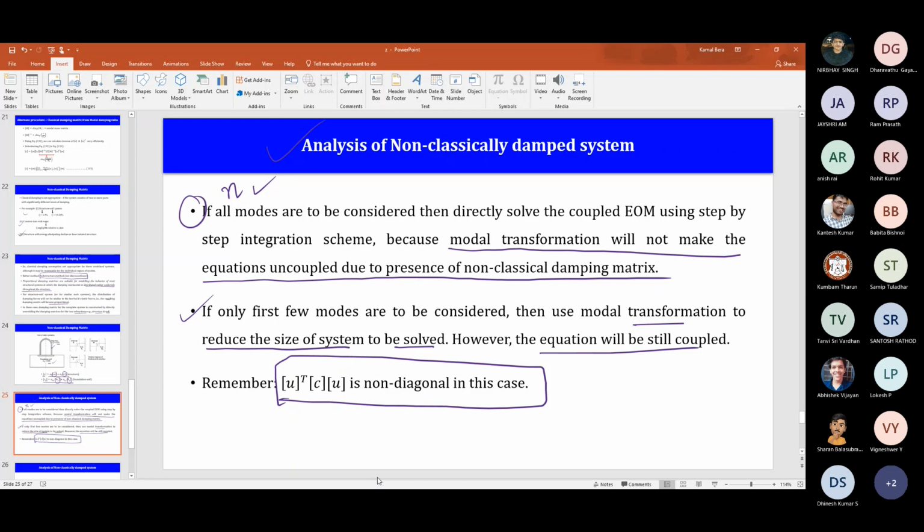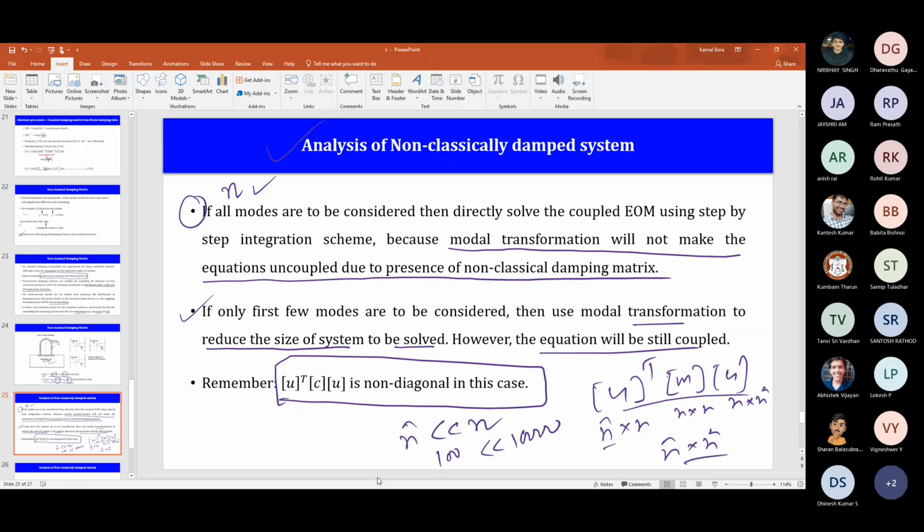Do the modal transformation, but the modal transformation will not make your system uncoupled because of the presence of a non-classically damped system. But your system size will reduce. That I already discussed. You transpose, multiply. If I use the first n hat modes, the dimension will be n hat cross n hat, where n hat is less than n. Let's say you are using 100 modes instead of your total of 10,000 or 20,000. So the system size will get reduced.